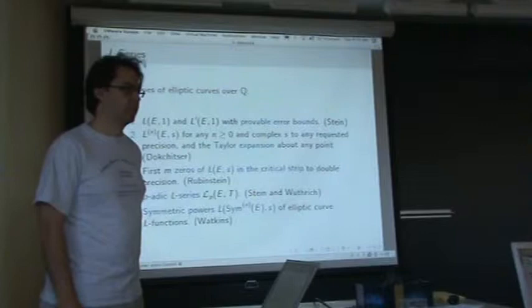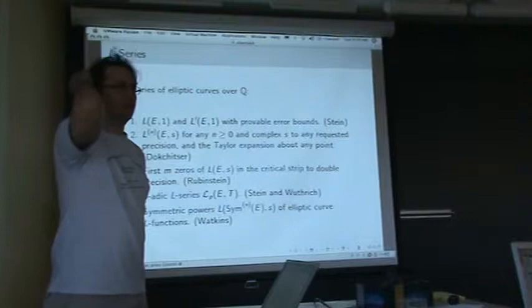So yes, nifty. Can you say something about the sizes of the coefficients you can work with in each of these?